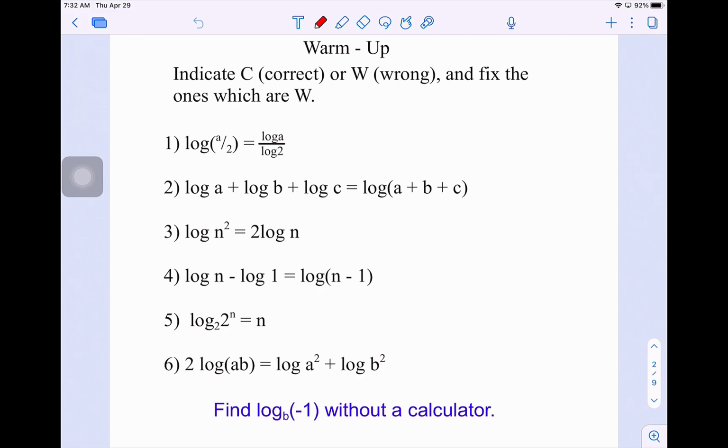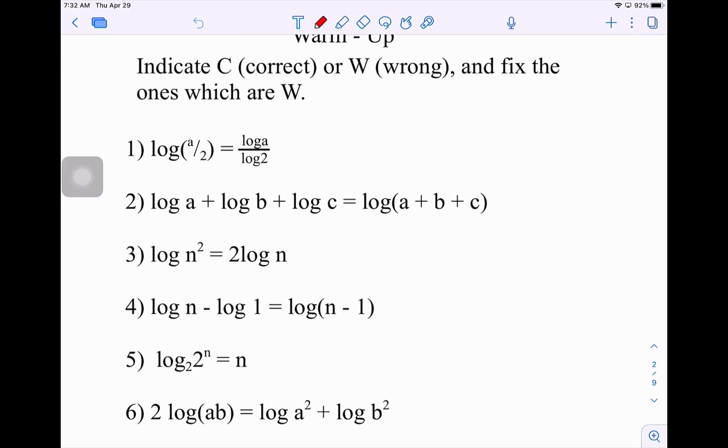All right, let's take a look. See how you did on these. Like I said, hopefully these didn't take you too long to figure out. We've worked with these properties quite a bit over the last week or so. If we take a look, like I said, I want you to either mark them as correct or wrong and then fix the ones that are wrong. How about the first one?